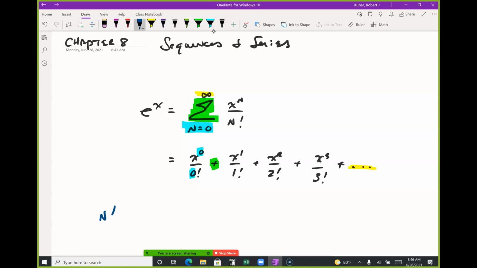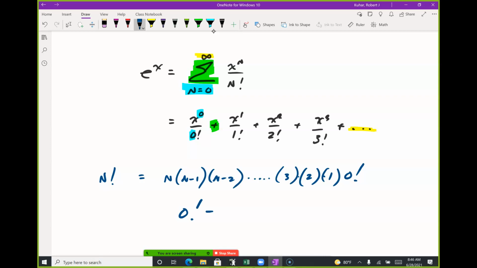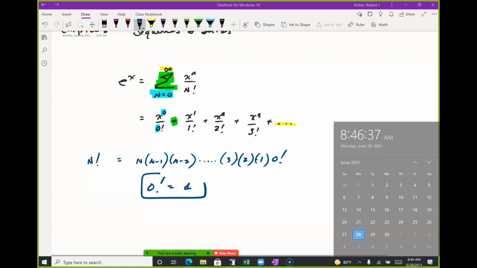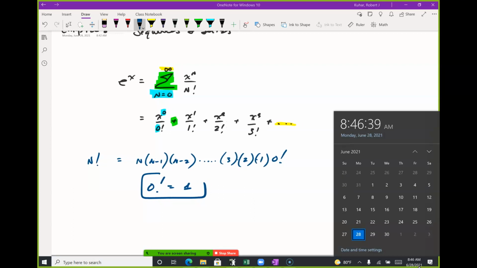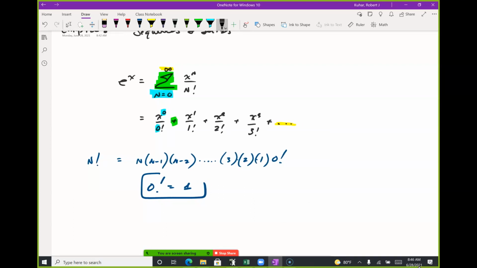So this n factorial is n times n minus 1 times n minus 2 times dot, dot, dot, all the way down to 3 times 2 times 1 times 0 factorial, and 0 factorial is 1. So you can see, just having that particular piece, I can start rewriting this as 1 over 1, right?